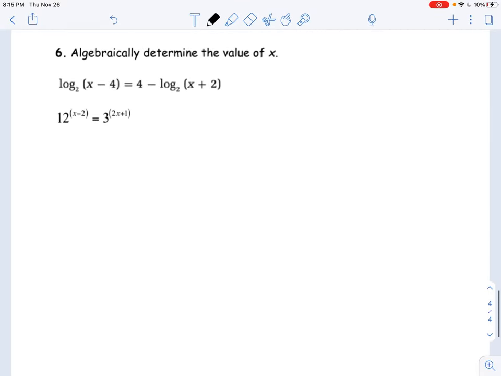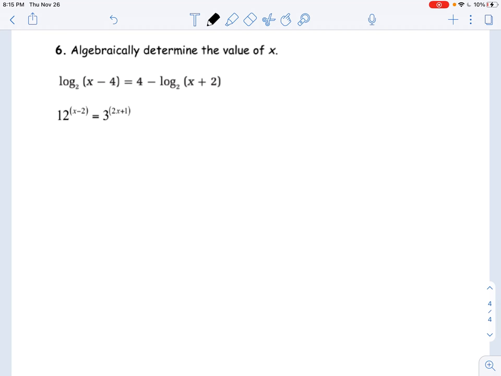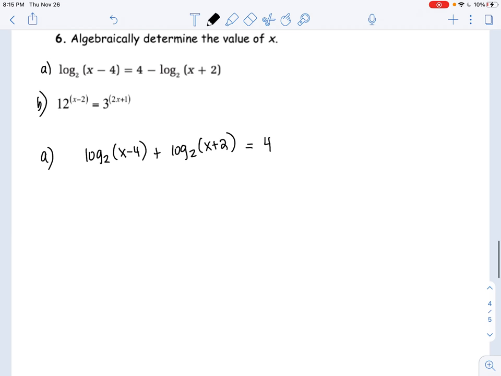Okay, so our last two questions are asked to be done algebraically. So you're going to determine the value of x. So this is A, this will be B. So for A, first you're going to group the logarithms on one side of the equation. So I'm going to move them to the left side by adding log base 2, x plus 2. The 4 stays on the right.